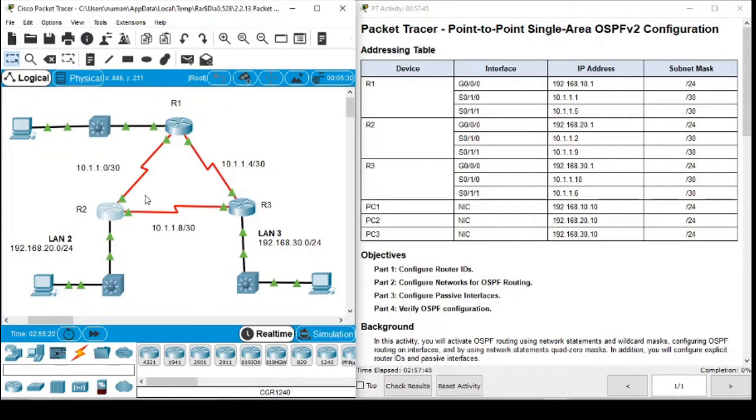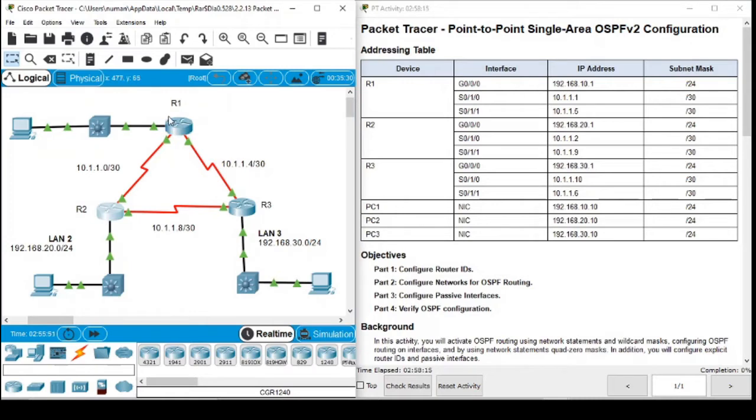If you see this topology, we have three routers: router 1 is connected with router 2, and that is connected with router 3. This is the standard topology which we already discussed in our theory lecture. Every router, for example router 1, has two wide area network connections. Router 1 is connected with R2 and also with R3 on serial interfaces, and router 1 has one local area network.